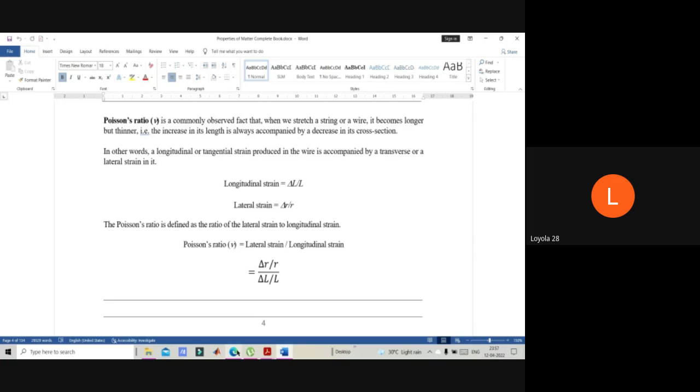Poisson's ratio we might have experienced when we chew a bubble gum. When we extend the bubble gum, it becomes thinner and thinner. So that is one of the easiest analogies to explain Poisson's ratio. It is the lateral strain divided by the longitudinal strain, that is delta R by R divided by delta L by L.